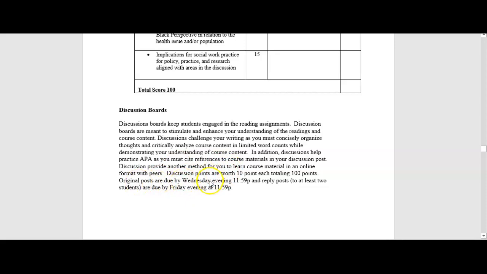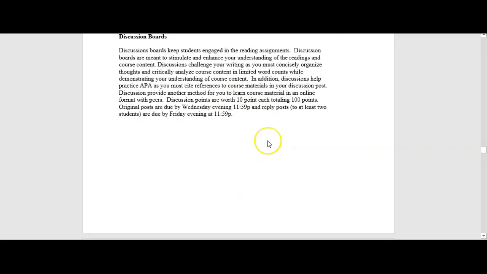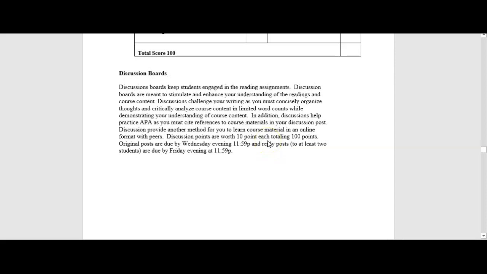Original posts will be due on Wednesday evening by 11:59, and then I need you to reply to at least 2 students by Friday evening. Once everyone posts on Wednesday, there will be posts there for people to pick 2 students to reply to. And that's about it for your major assignments for this course.